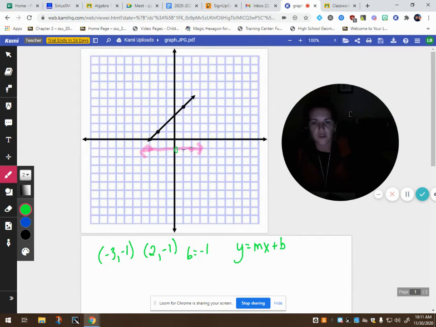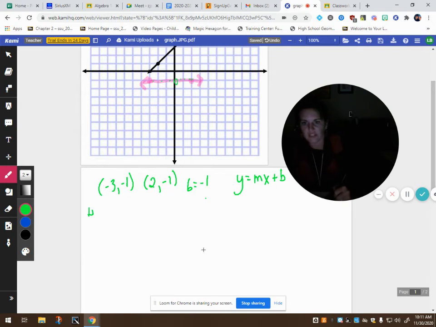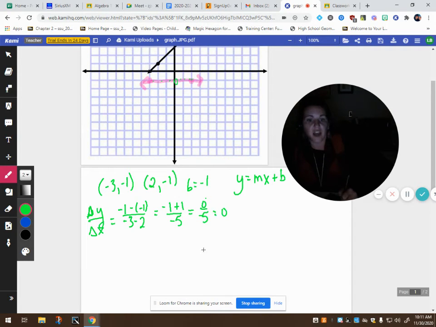So anyway, we had x equals a number. Well, with a horizontal line, we can find the slope. We know that this has 0 steepness, right? The slope is 0. We can prove it mathematically by doing the change in y over change in x. So we've got -1 minus a -1, which is nothing more than -1 plus 1, which is 0, over -3 minus 2. -3 minus 2 is -5. 0 divided by -5 is 0. So the slope of my line is 0.